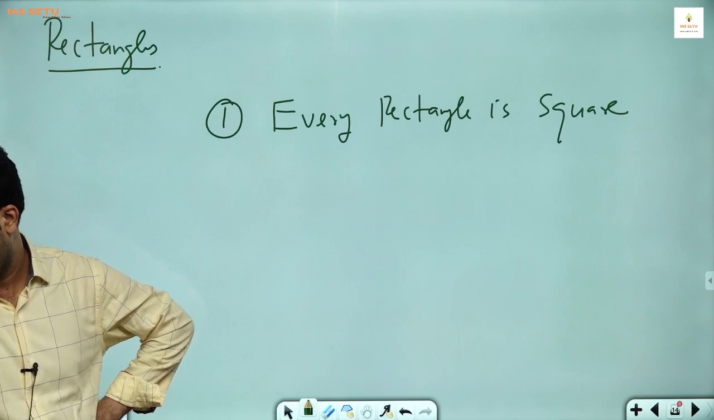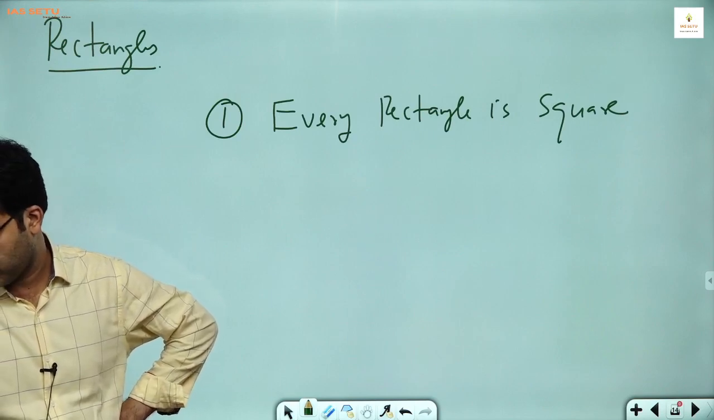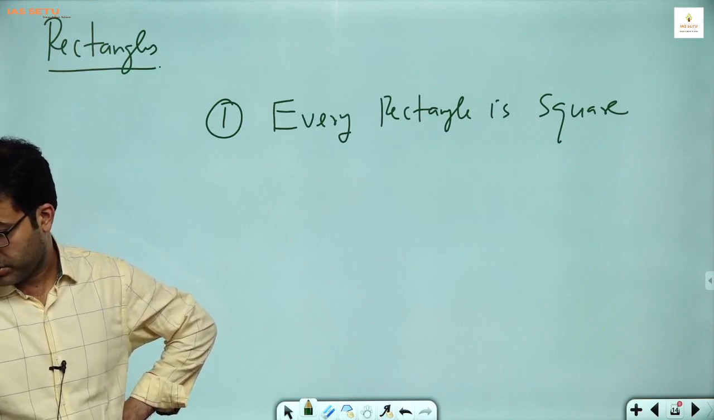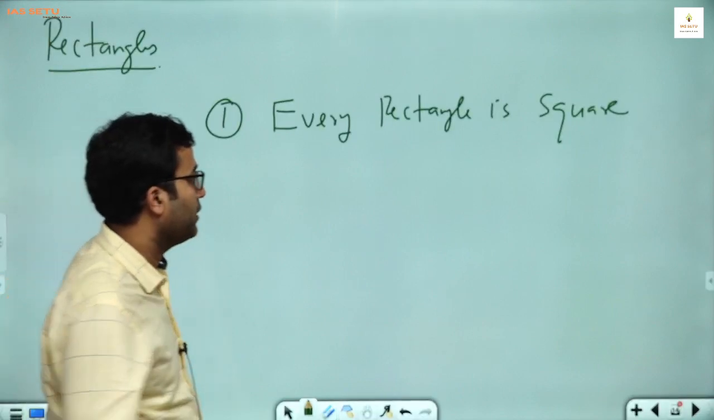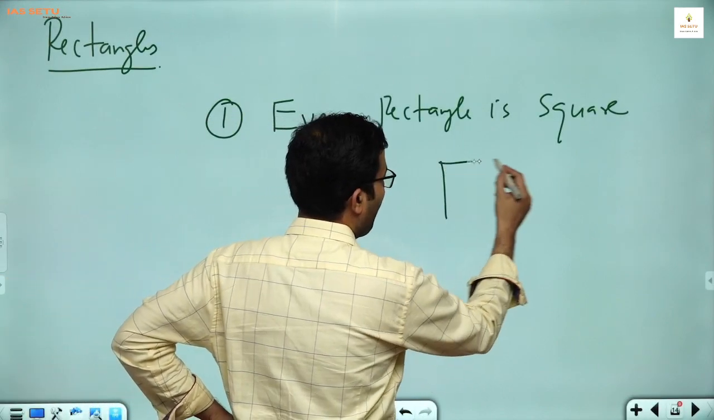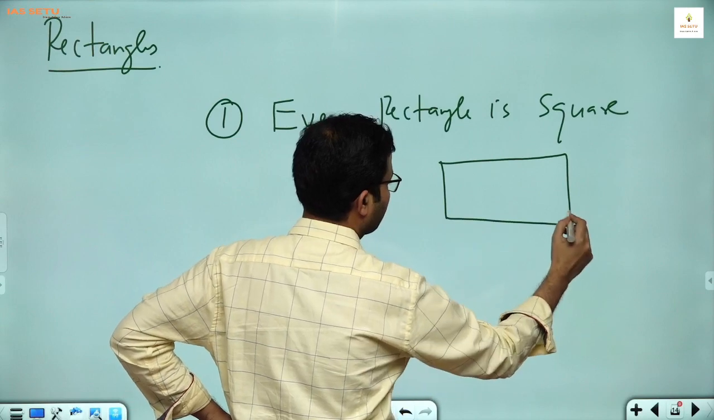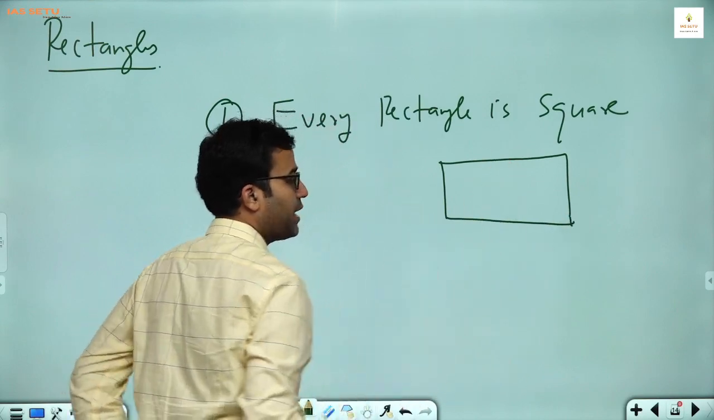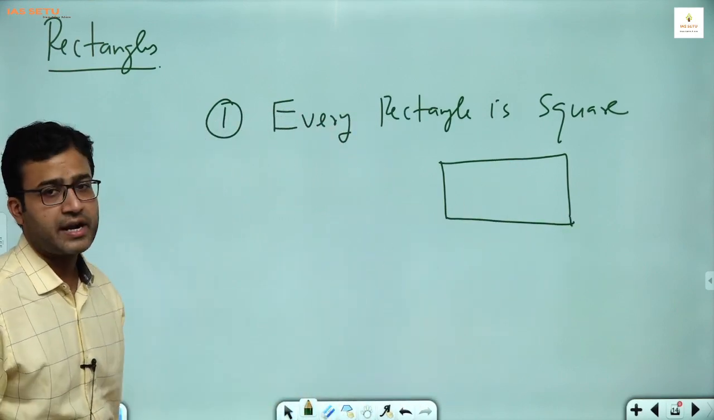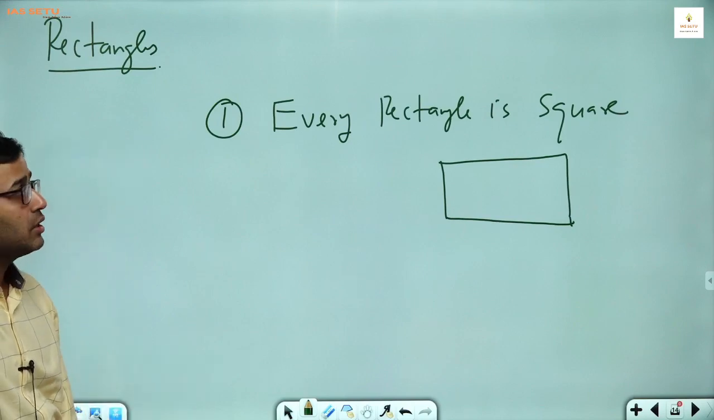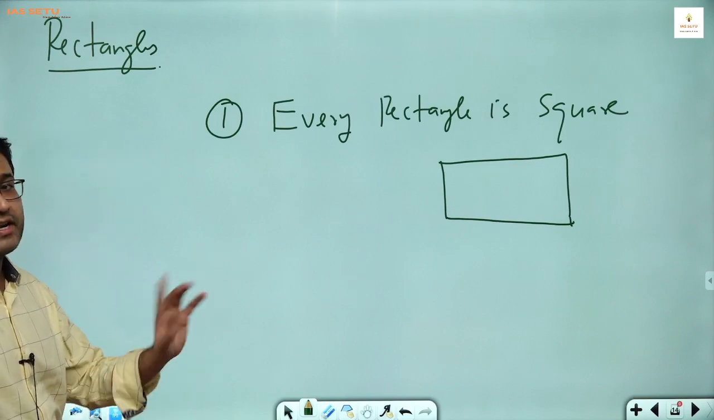Yes, Divyam is saying correct, Ayushi is saying yes, some people are in favour of yes. Rectangle means all angles are 90 degrees, opposite sides parallel and equal. This is a rectangle, but it is not a square. Every rectangle is not a square.